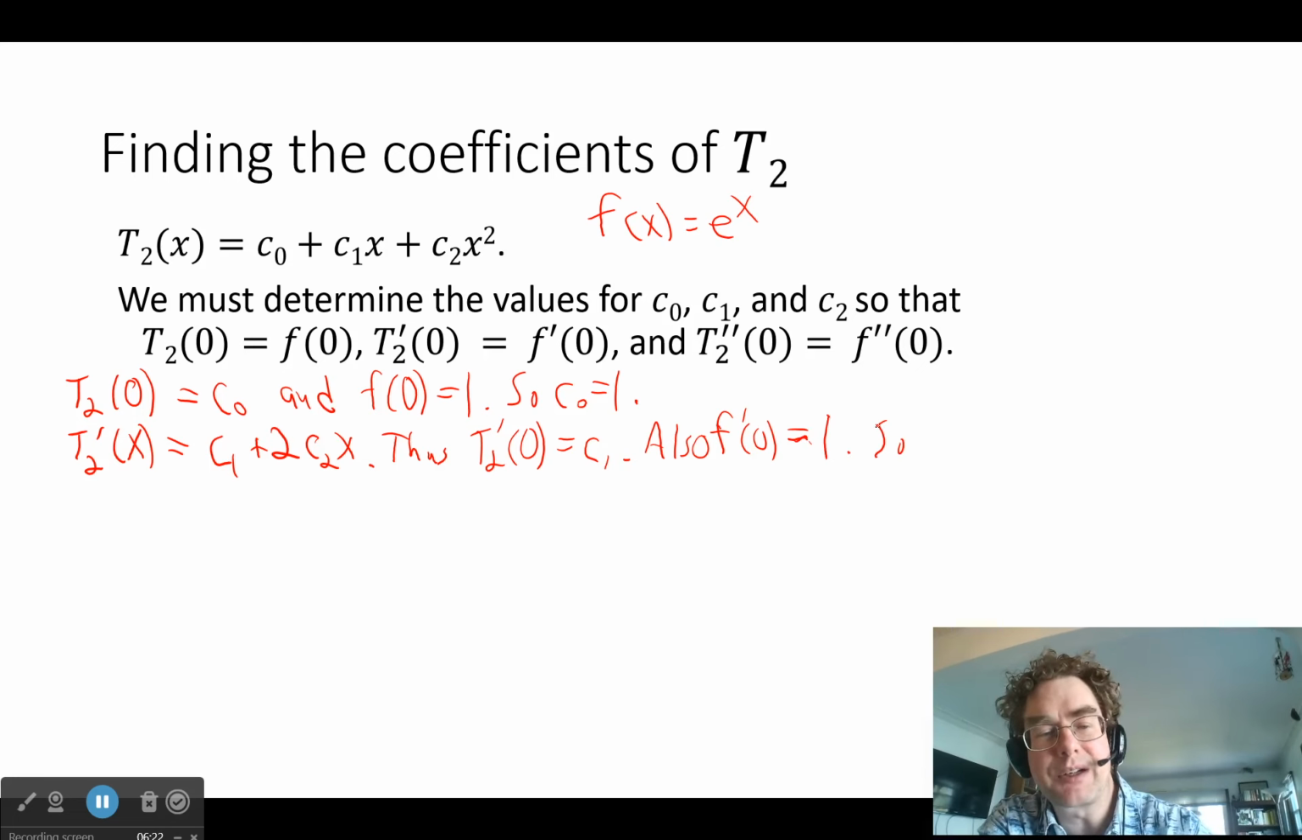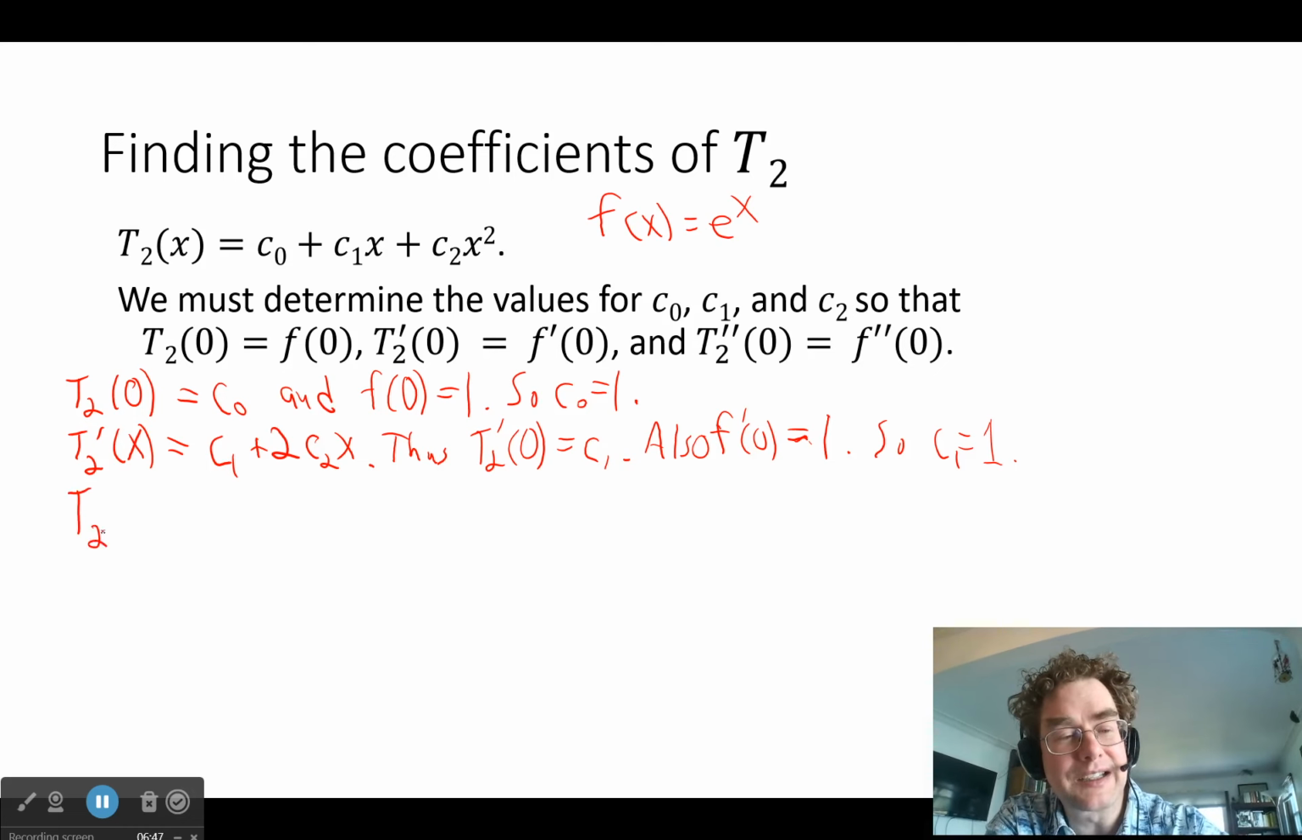Okay, we want T2 prime of 0 and f prime of 0 to have the same value. And so we've got to have c1 equals 1. All right, so far so good. All we need now is c2. Guess how we're going to find it? You probably guessed. Keep things easy here.